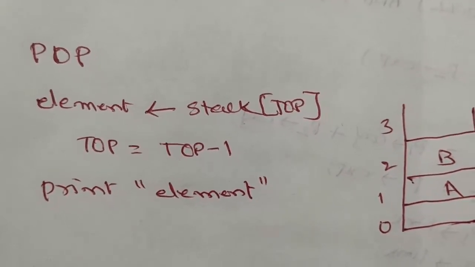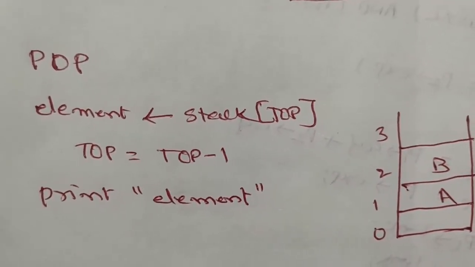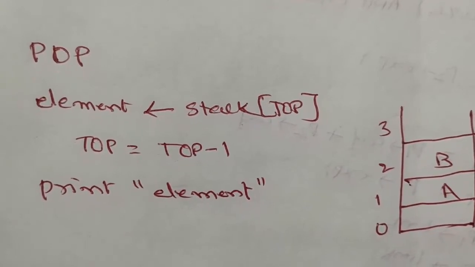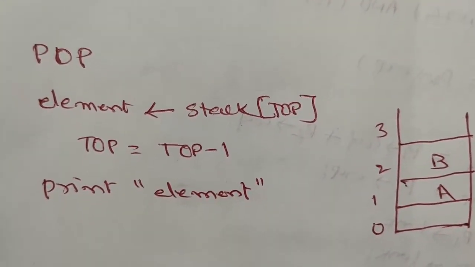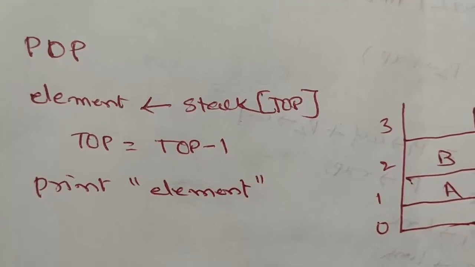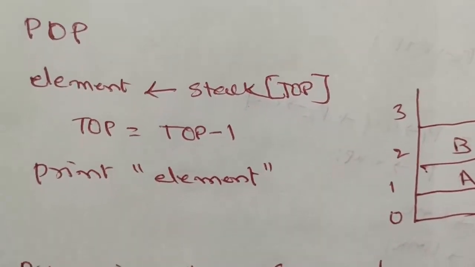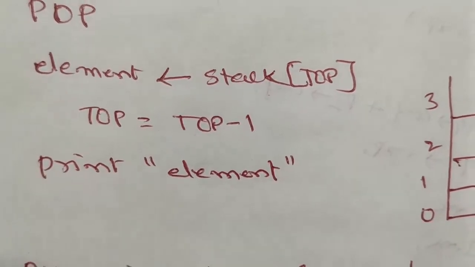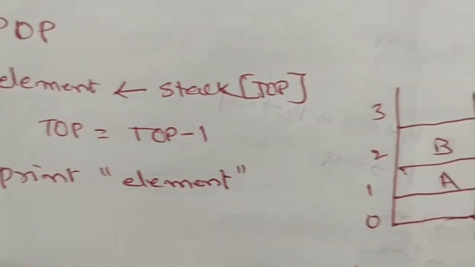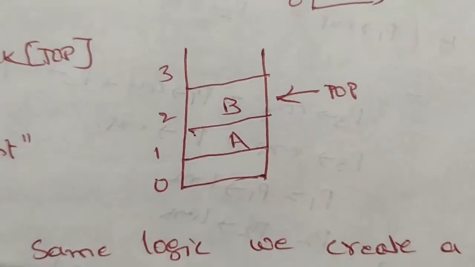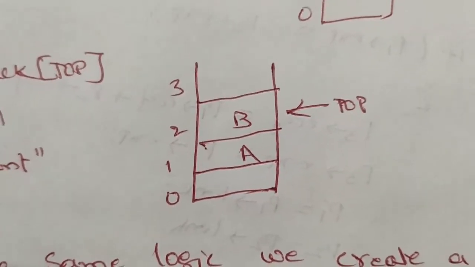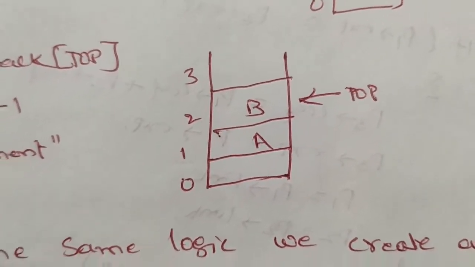Here I write a sample code. Element is assigned stack of top. That means the value which is on the top of the stack is stored into the element, and the top pointer value is decreased by 1, and I print the element. After popping the element from the stack, the stack is like that.